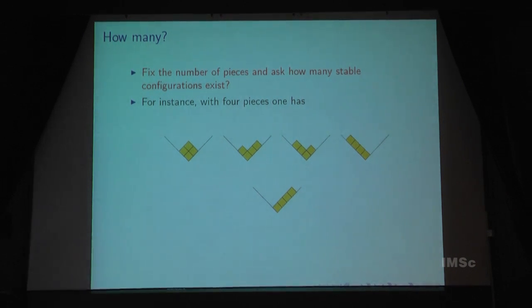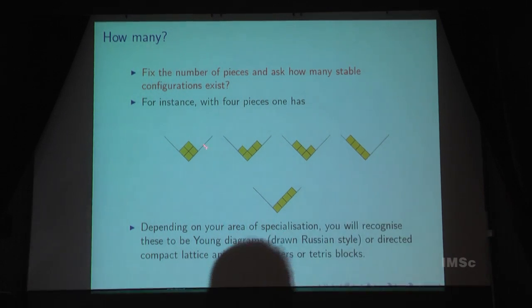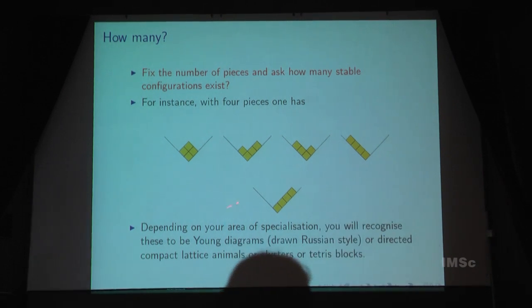Okay, but here the interesting thing is when I took 4 pieces, I got exactly 5, and if you remember, partitions of 4 was also 5. Of course, depending on your area of specialization, there are people, real mathematicians unlike me, who will recognize Young diagrams here, which is drawn Russian style. Apparently Russians draw it this way, and Rajesh will recognize directed compact lattices, or in the Ising model, these would be some kind of clusters. And of course, if you are like me, who played a lot of Tetris blocks.